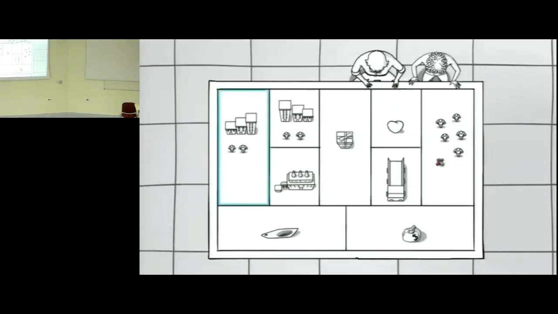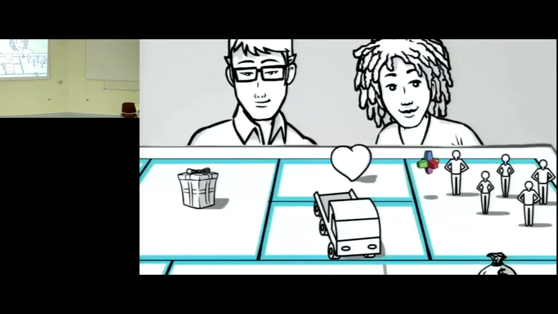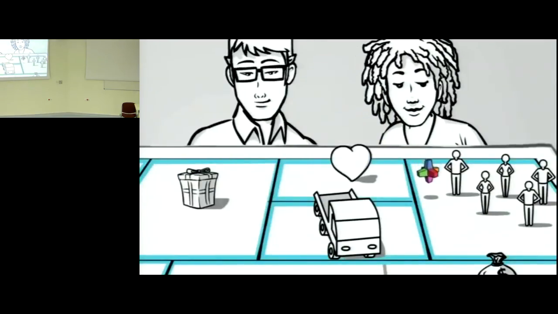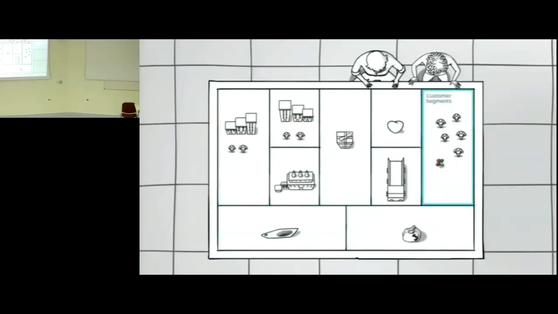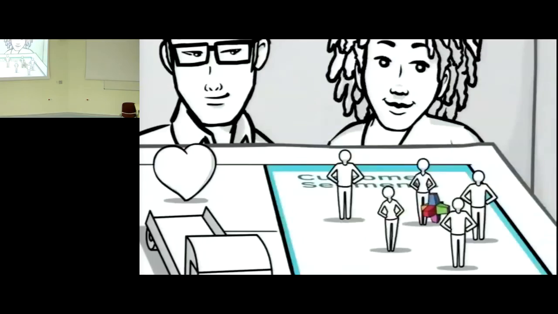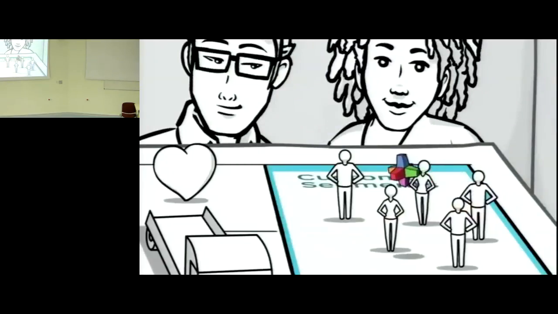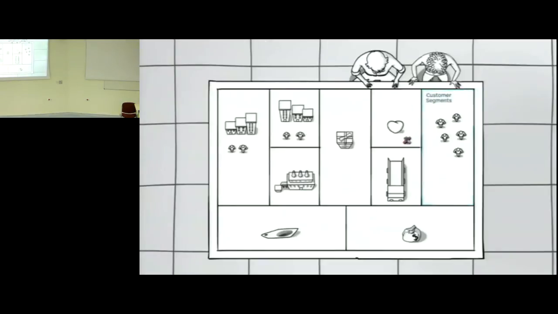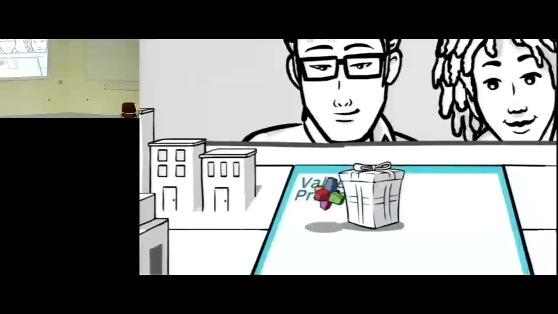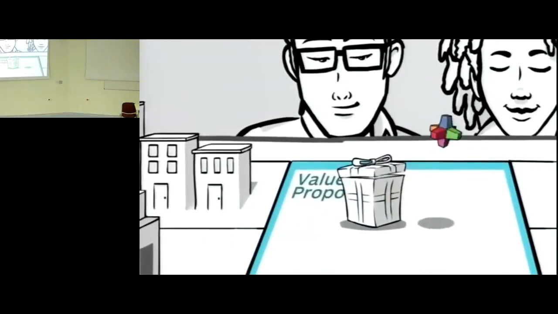There are 9 essential building blocks that make up any business model. When you get all 9 blocks working together, you'll have answered the fundamental questions any business model must solve. We'll start here with customer segments. These are all the people or organizations for which you're creating value. For each segment, you have a specific value proposition. These are the bundles of products and services that create value for your customers.